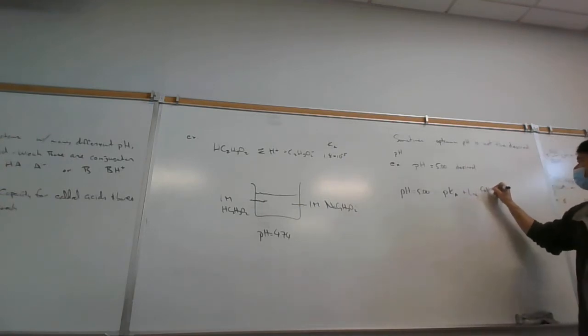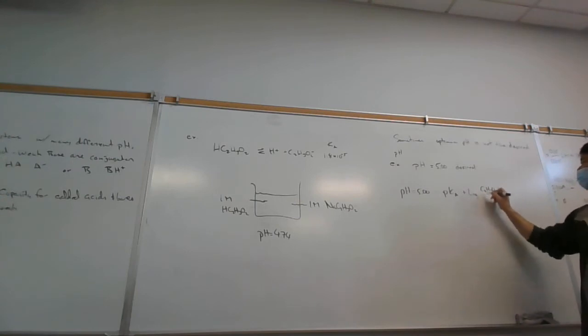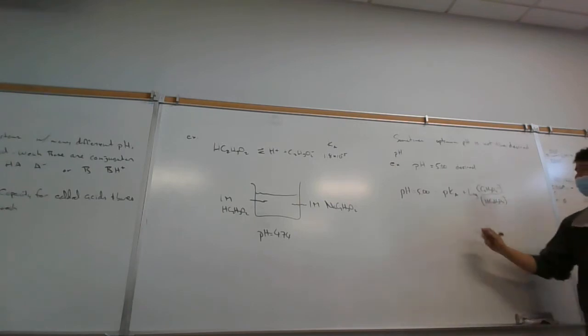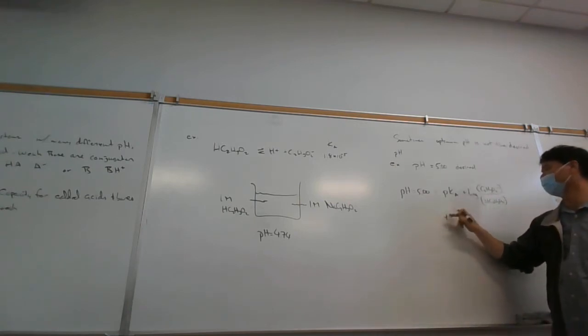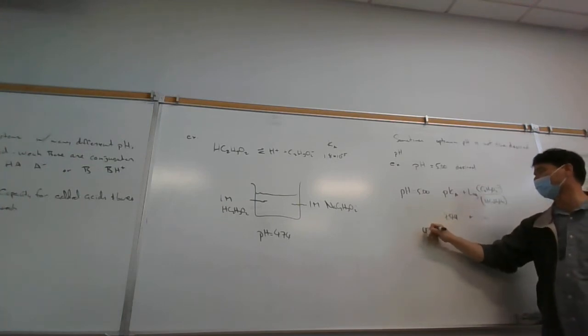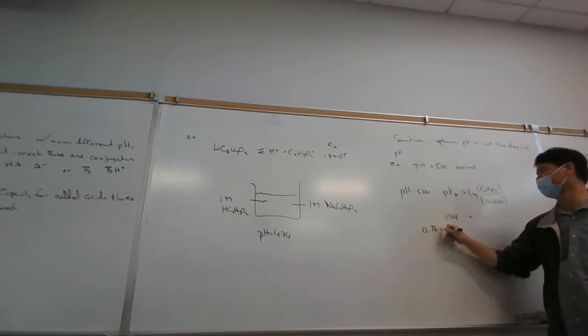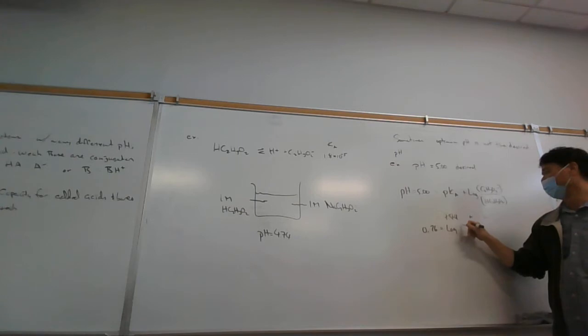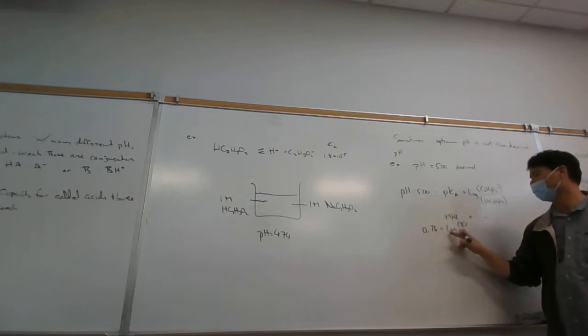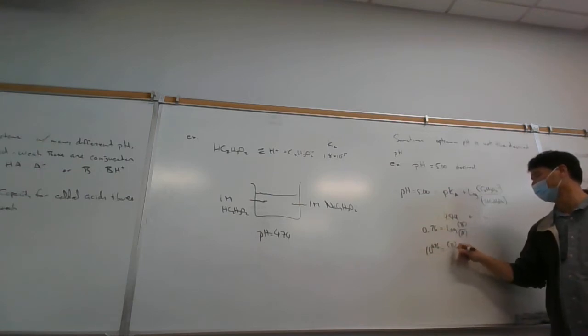I'm going to use acetate and acetic acid for this. So I know what my pKa is. My pKa is 4.74 plus this. And then I'll subtract that from both sides. So I'm going to get 0.26 is equal to the log of the base to acid ratio. And then I'll take the anti-log of both sides. So we get 10 to the 0.26 is equal to the base to acid ratio.